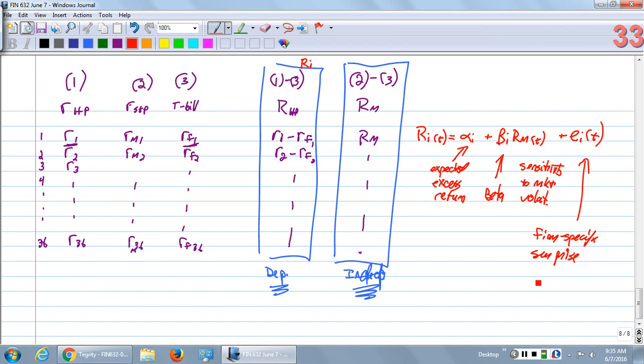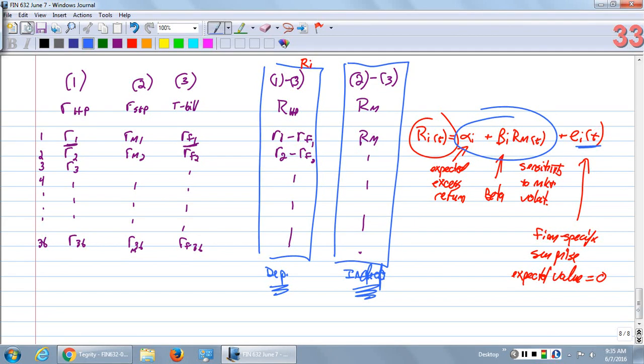And the expected value, by the way, of that is 0. We don't expect there to be a surprise, because if we expected it, it wouldn't be a surprise, would it? If something happens that was not expected, it's going to impact the rate of return we earn. We'll be able to identify it, because the rest of this is what we're able to predict. So if we did have some firm specific surprise, it would be reflected in that error term.